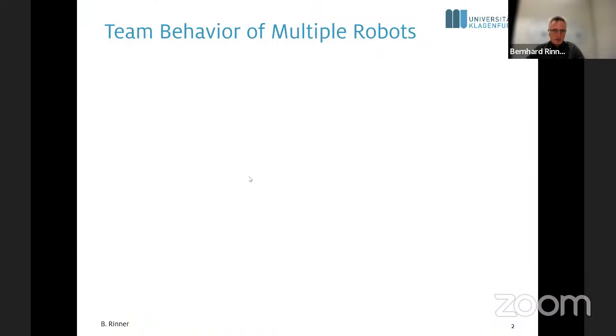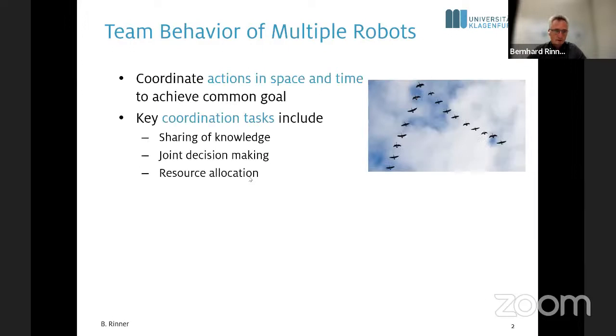So when it comes to multi-robot systems and the team behavior of multiple robots, coordination of actions in space and time is a fundamental topic. But what do we really mean when we talk about coordination of robots?